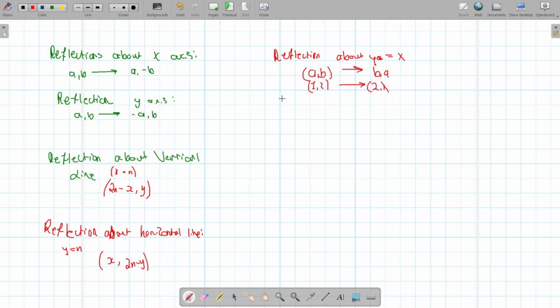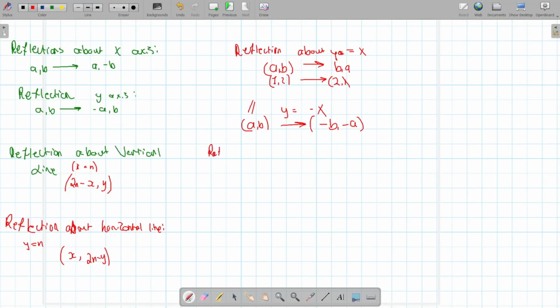Very easy. Reflection about y equals minus x. I'm not going to write it again. A comma b goes to minus b comma minus a. These are the only formulas you really have for reflections.